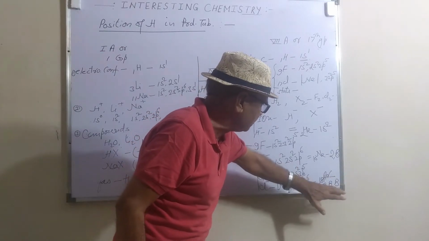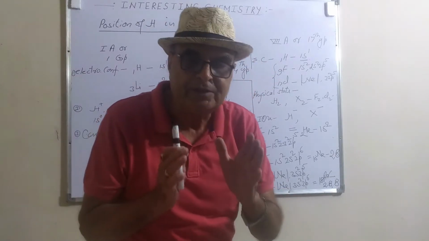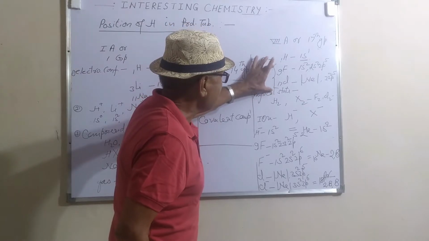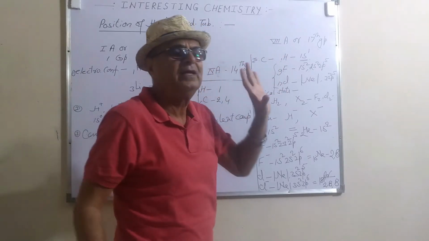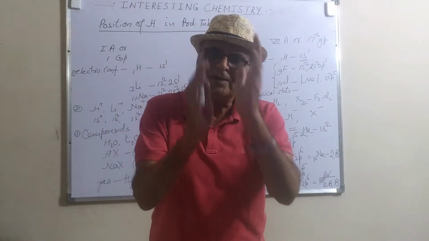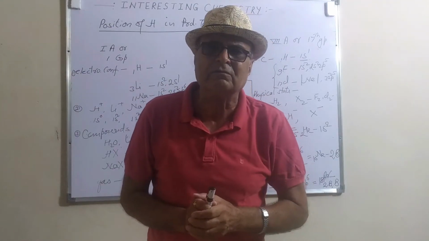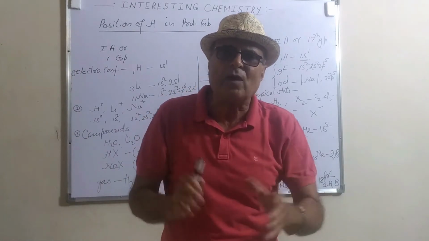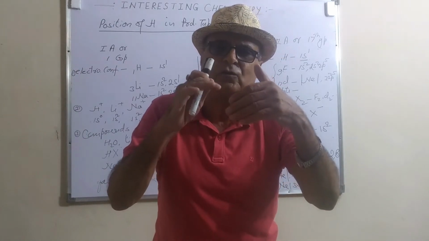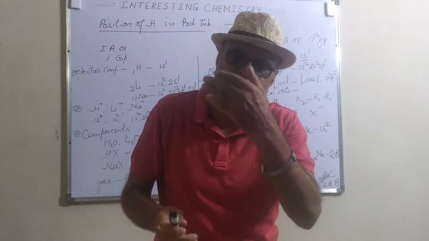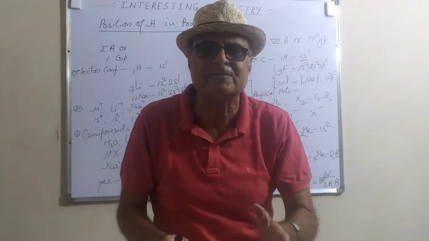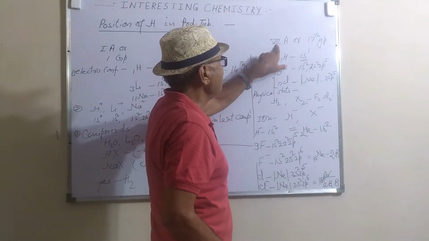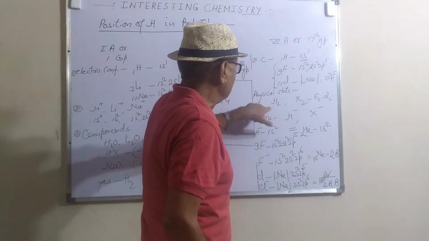So here you can say that hydrogen as well as fluorine, these halogen elements, after adding one electron, acquire the electronic configuration of the nearest inert gas. In this way, hydrogen may be placed in the 7th group or the 17th group.